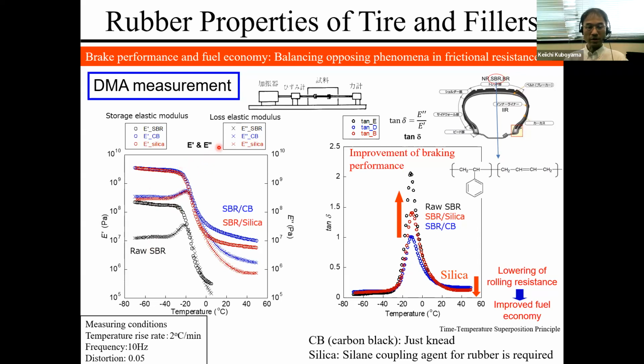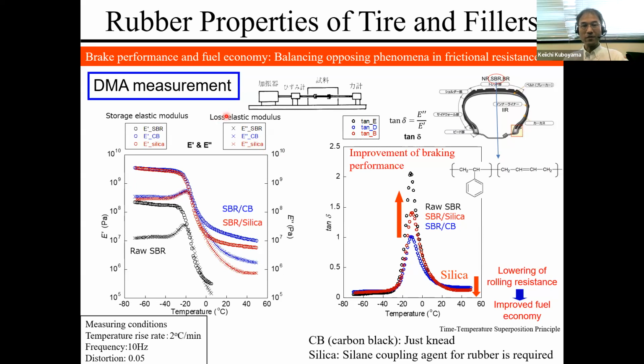As I mentioned in the previous slide, when you add carbon black, the blue one, the elastic modulus increases, so the sample becomes tougher. Normally we use such a rubber composite as tire material, not pure SBR. And the important thing is energy loss. The loss elastic modulus is also related to energy loss.